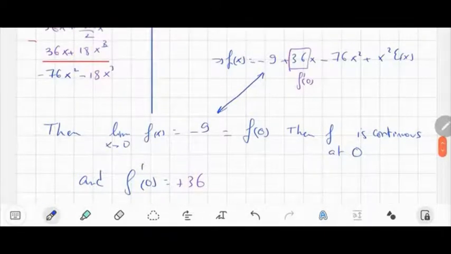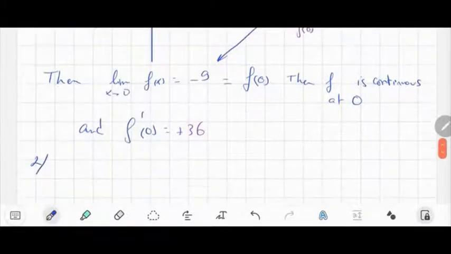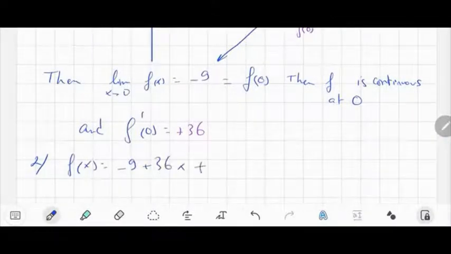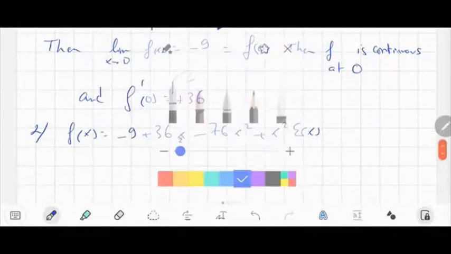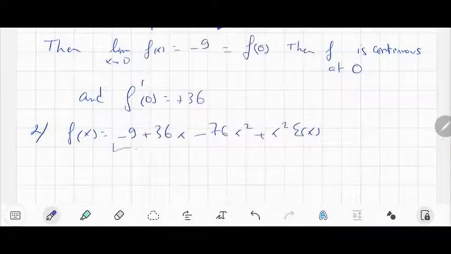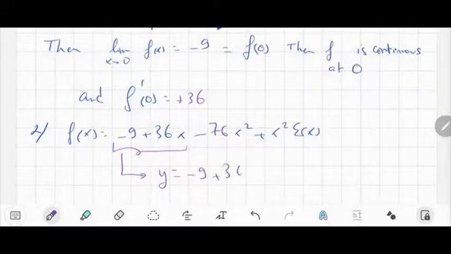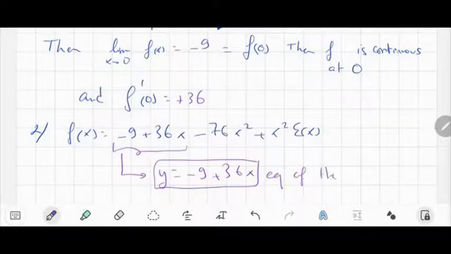So we know that f of x is equal to minus 9 plus 36x. Then we have f of x equal to minus 9 plus 36x plus or minus 76 x squared plus x squared epsilon of x. This means that the term of order 0 and the term of order 1 will give us the equation of the tangent. So y equals minus 9 plus 36x is the equation of the tangent to f at the point 0.